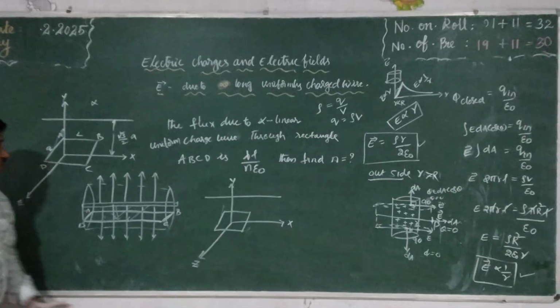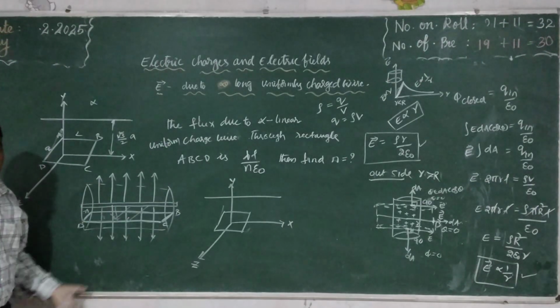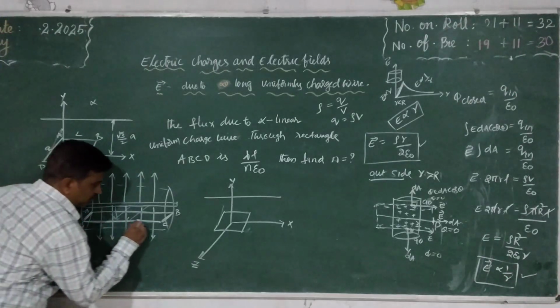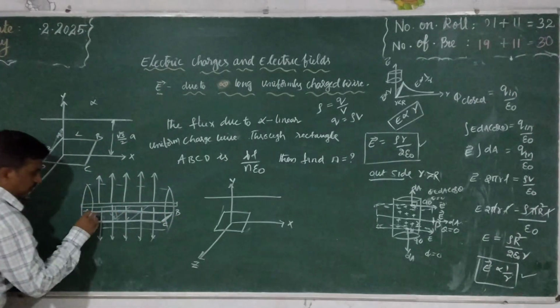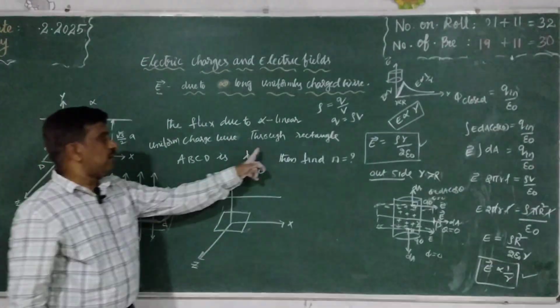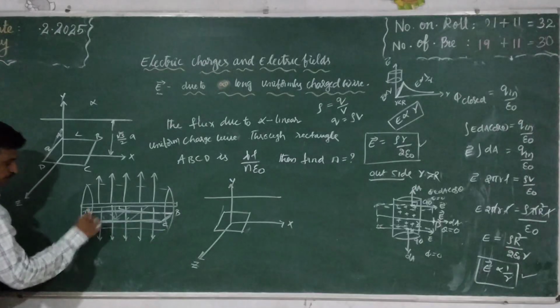For that, what can we do here? This is the infinitely long uniformly charged wire. For this we can select the Gaussian surface: a cylinder is the Gaussian surface. This is actually the rectangle. The flux that passes through this rectangle is λL by nε₀. This length is L and the breadth is A.